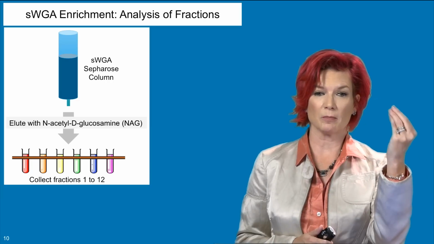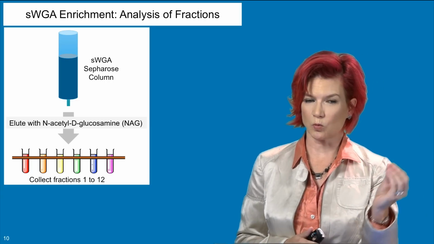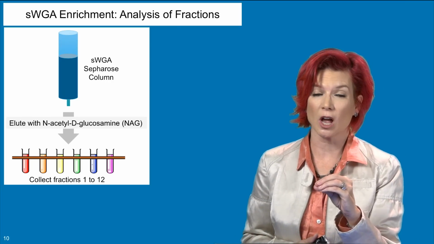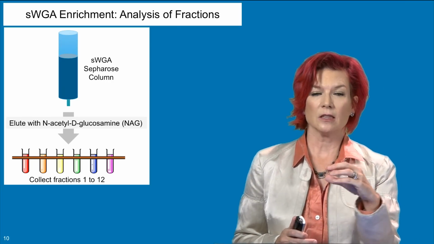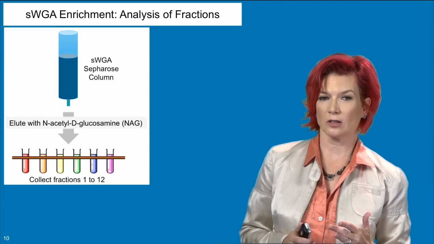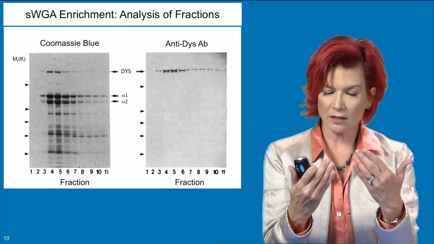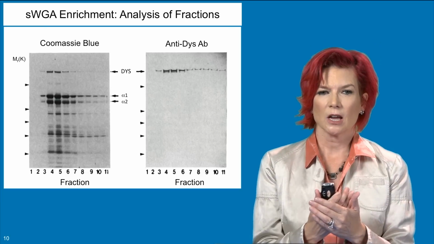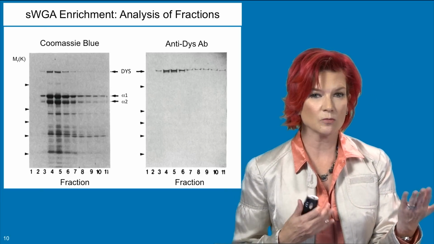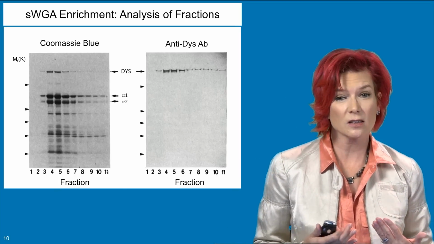The skeletal muscle membranes are applied to an SWGA sepharose column. That column is washed. The void is analyzed by Coomassie stain gel and by immunoblot. The column is eluted with N-acetylglucosamine, and fractions are collected. This next slide is showing us an analysis of those fractions. So you'll see that the gels are analyzed by Coomassie blue stain, which is representing all the proteins that are part of that SWGA eluate.